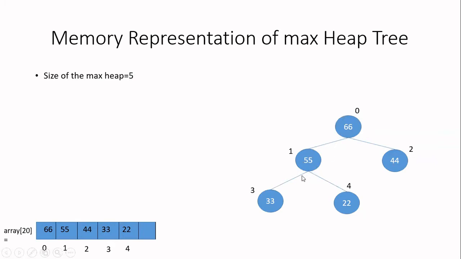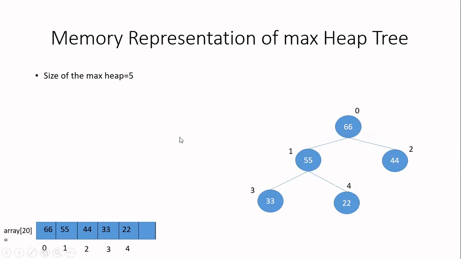In this, I have 5 nodes in total. They are stored at the index starting from 0 up to 4. And I have created an array with the maximum size as 20. In that array, all the nodes are stored. So 66 is stored at index 0, then 55 at index 1, and so on. If you consider this particular tree, every parent will have a value greater than its children because it is a max heap.